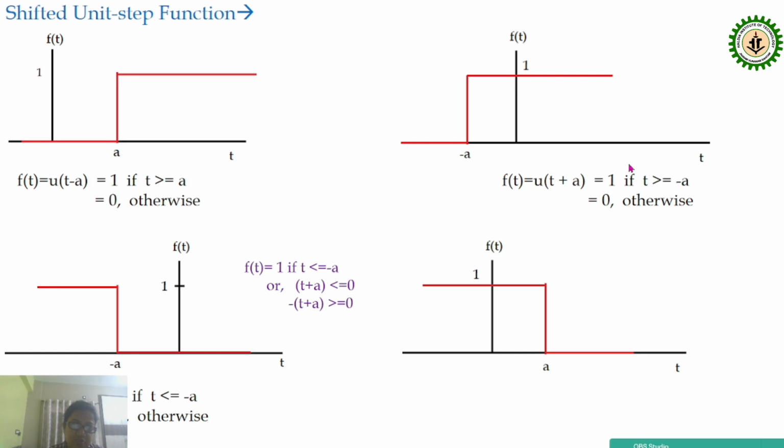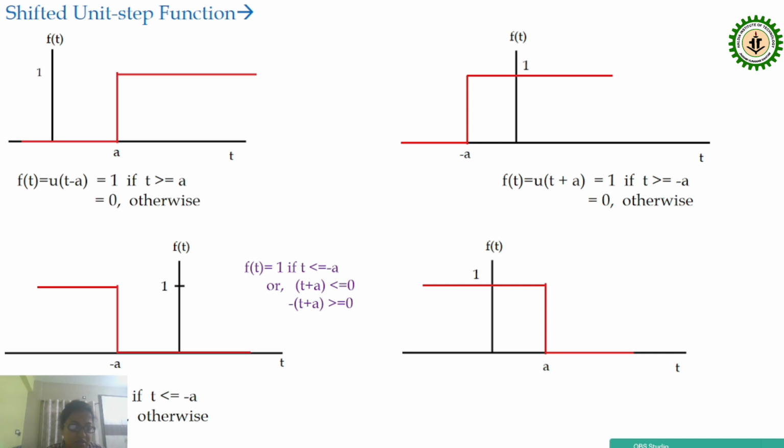So how can we express it? What should be the definition? u(t plus a) should be equal to 1 if t is greater than or equal to minus a, otherwise 0. This part is 0, but after t greater than or equal to minus a, all the values are 1. It will continue up to infinity ideally.